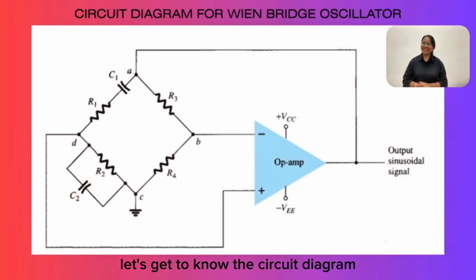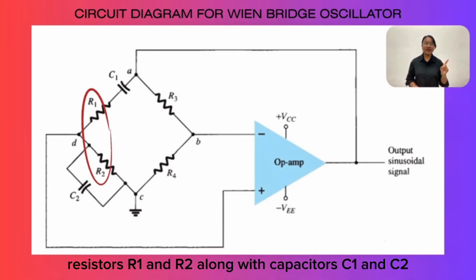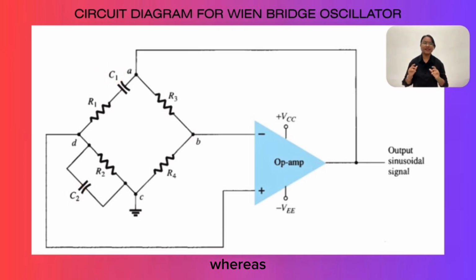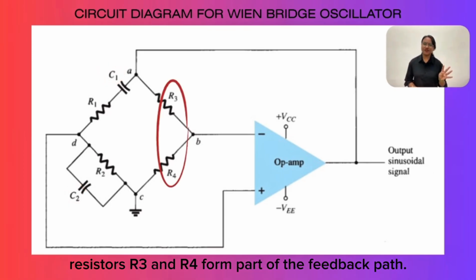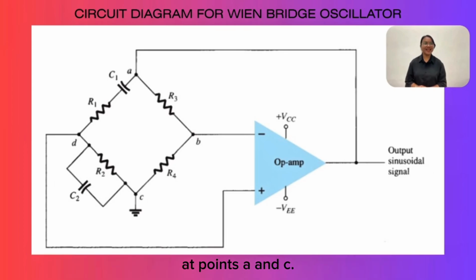First and foremost, let's get to know the circuit diagram for the Wien bridge oscillator. Based on the figure shown, resistors R1 and R2 along with capacitors C1 and C2 form the frequency adjustment elements, whereas resistors R3 and R4 form part of the feedback part. The op-amp output is connected as the bridge input at points A and C. The bridge circuit output at points B and D is the input to the op-amp.